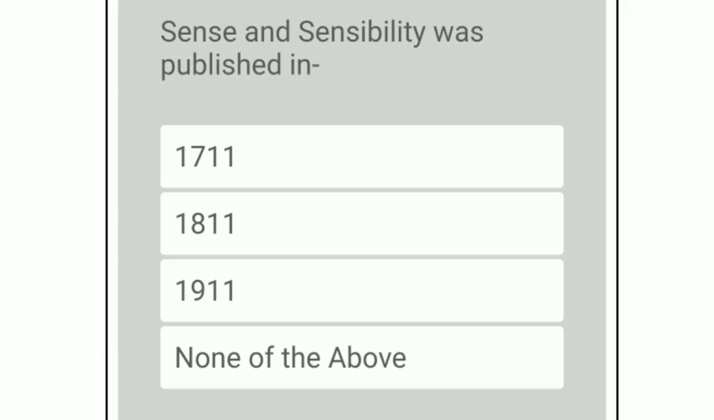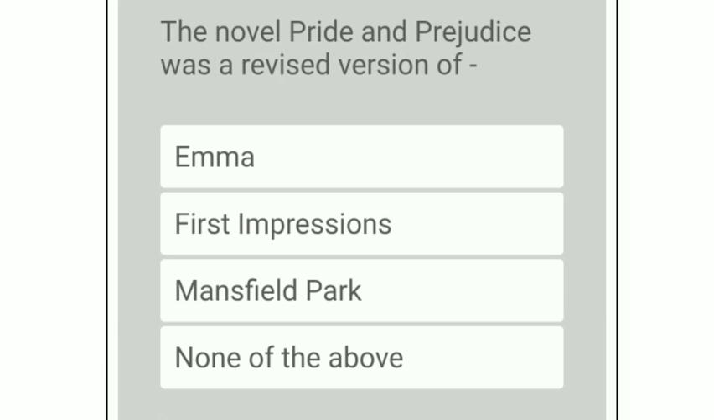In which year was Sense and Sensibility published? Here the options are 1711, 1811, 1911 and none of the above. Here the right answer is option B, that is 1811. In 1811, Sense and Sensibility was published, and it was the first published novel by Jane Austen. Now proceed to the next MCQ.